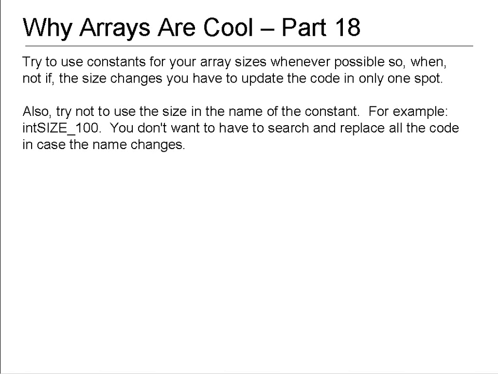Also, try not to use the size in the name of the constant. For example, int size underscore 100. You don't want to have to search and replace all the code in case the size changes, because that would require a name change to match the size change as well. Bad coding. Just have something generic, like array size, without any number in the name itself.